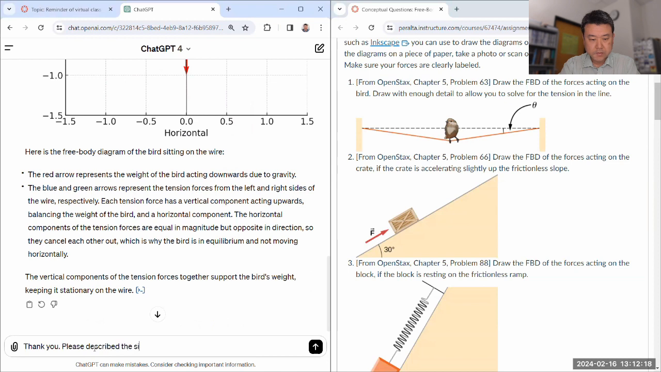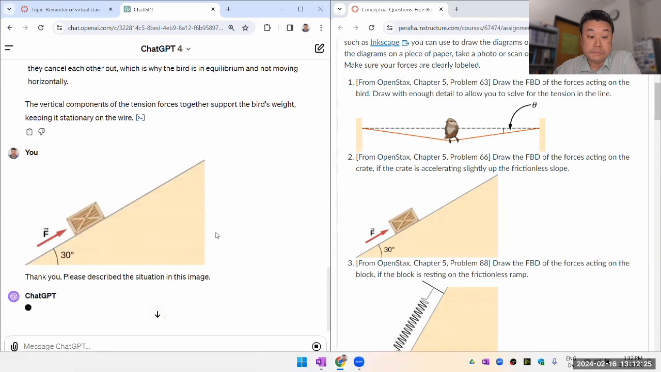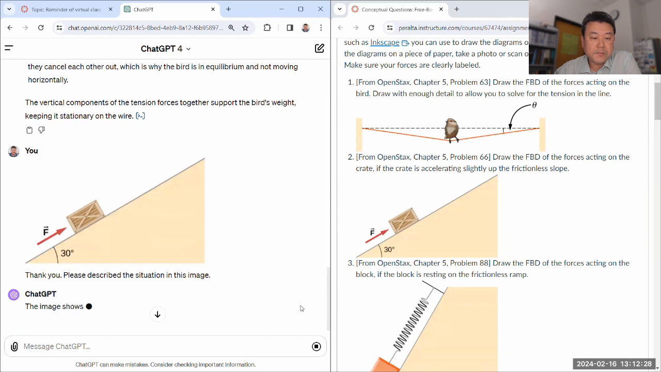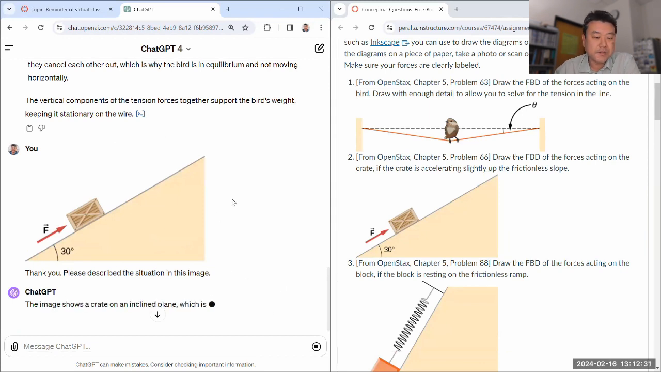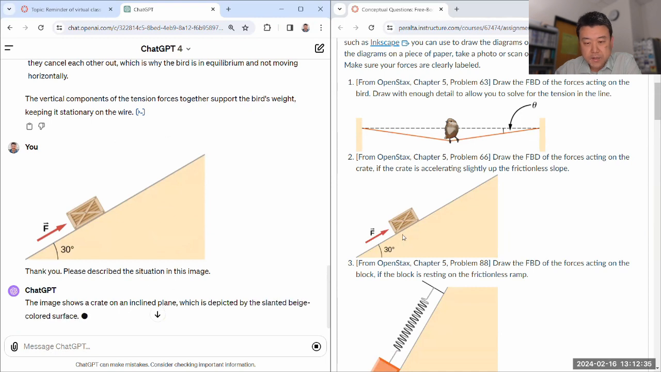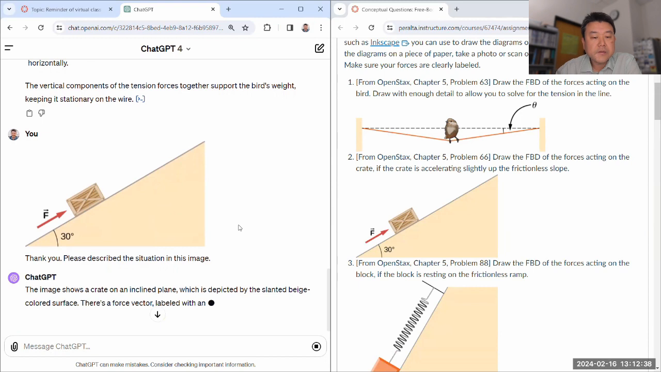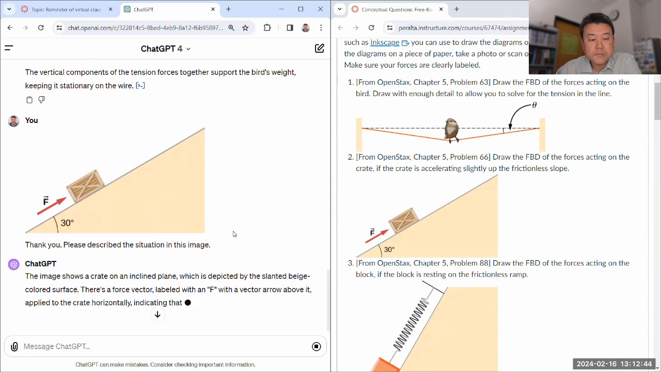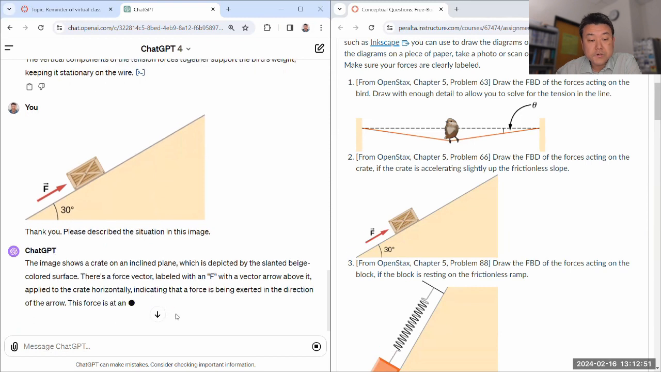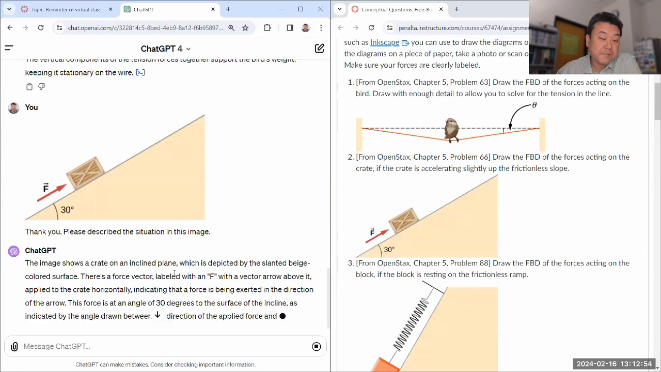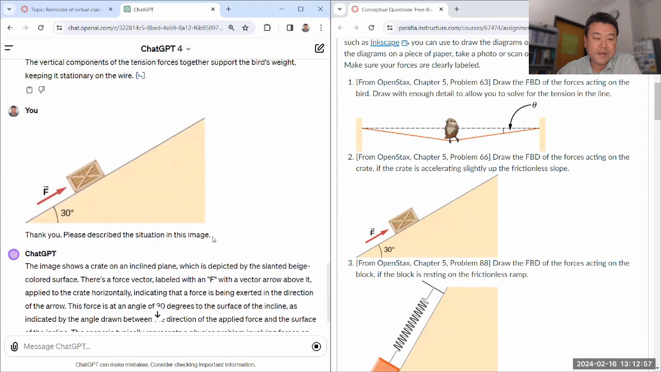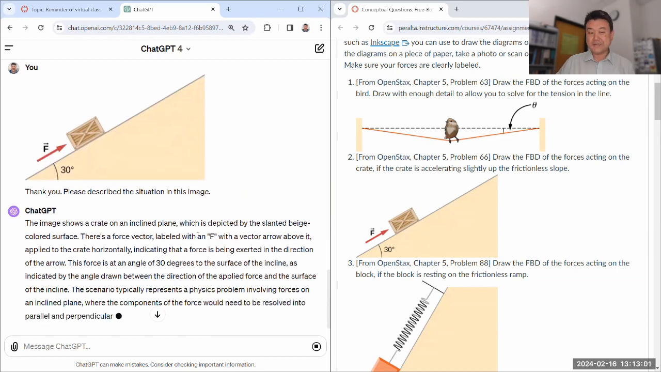Please describe the situation in this image. Oops, typo. It's fine, it won't bother ChatGPT. Incline the plane. Let's see if we get the external force right. Force being exerted in the direction of the arrow. Yeah, and by the way, with these I don't have to generate alt text, they already have it. But I think this can actually be pretty good at generating the accessible text for figures.